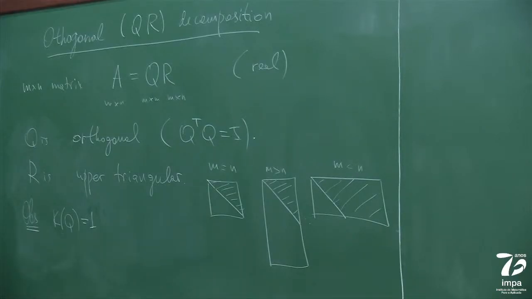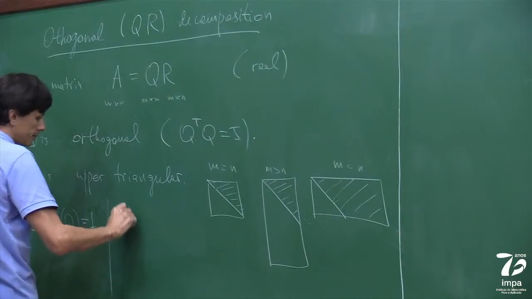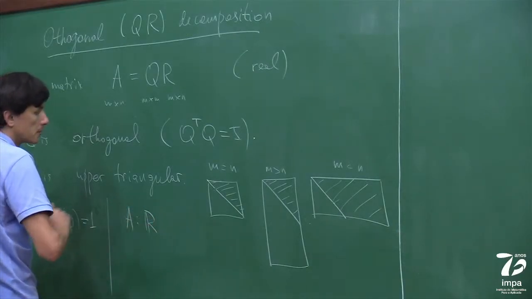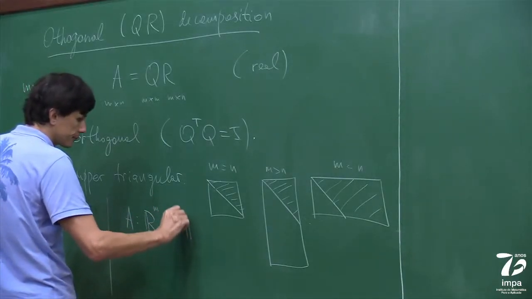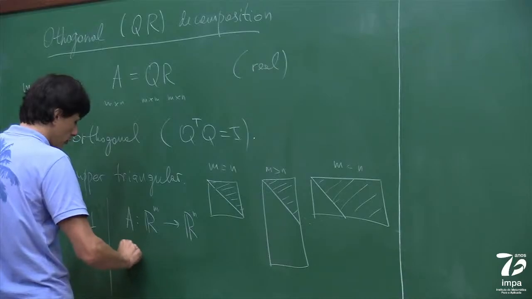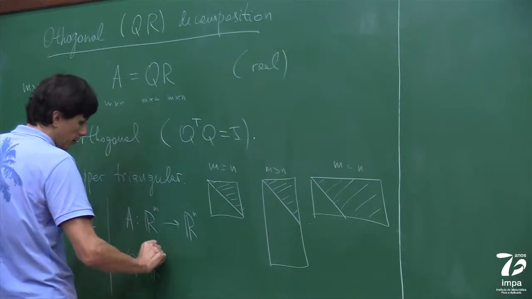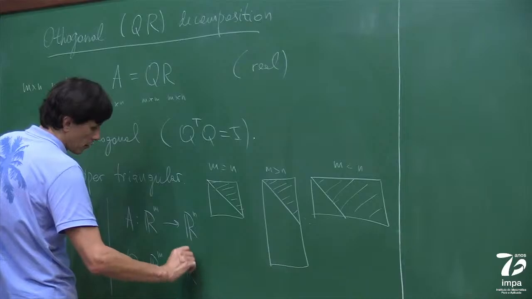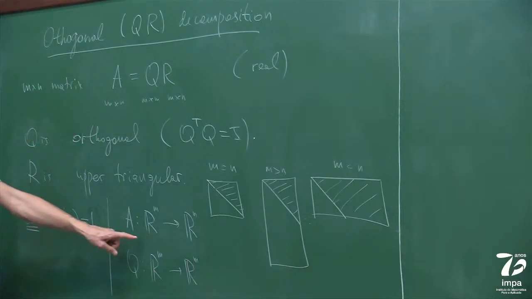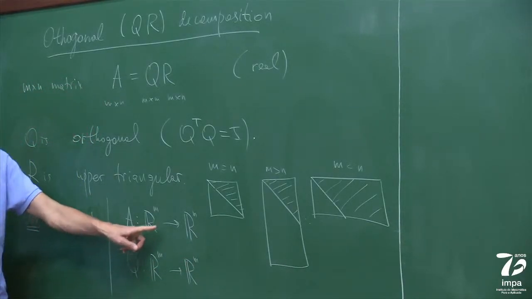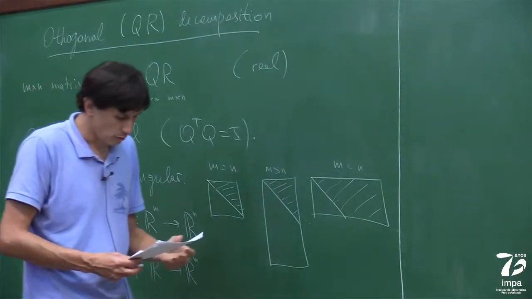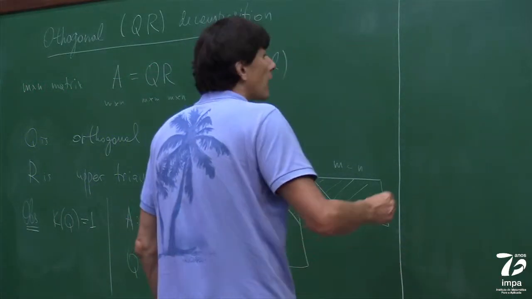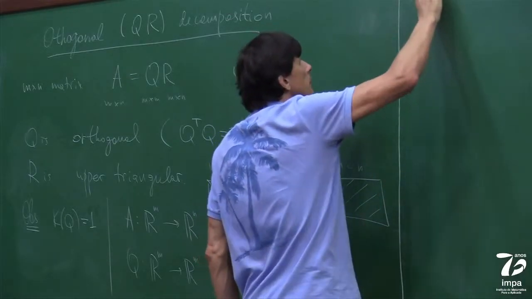And this is because, geometrically, A is a linear map from Rm to Rn, and now Q is from Rm to Rm, which is just a rotation. So we just change coordinates by rotation in the first space, and this gives us this decomposition, and the rest is upper triangular. This helps for solving a linear system.